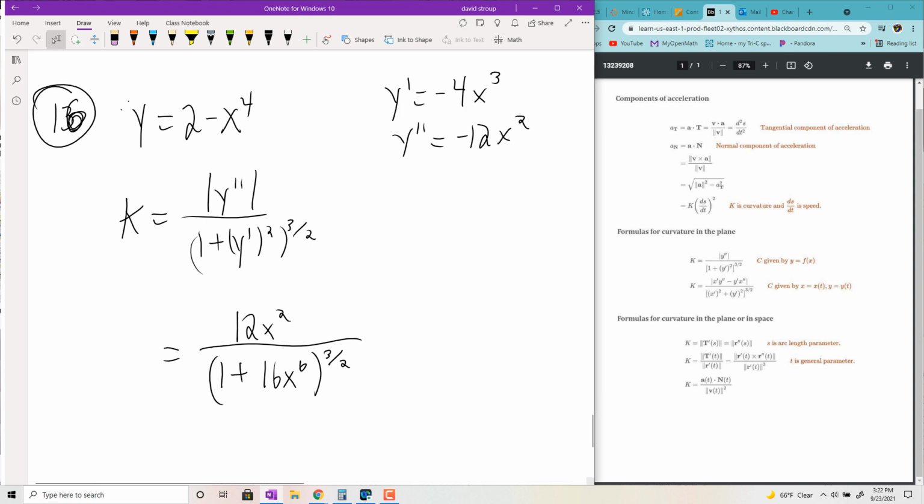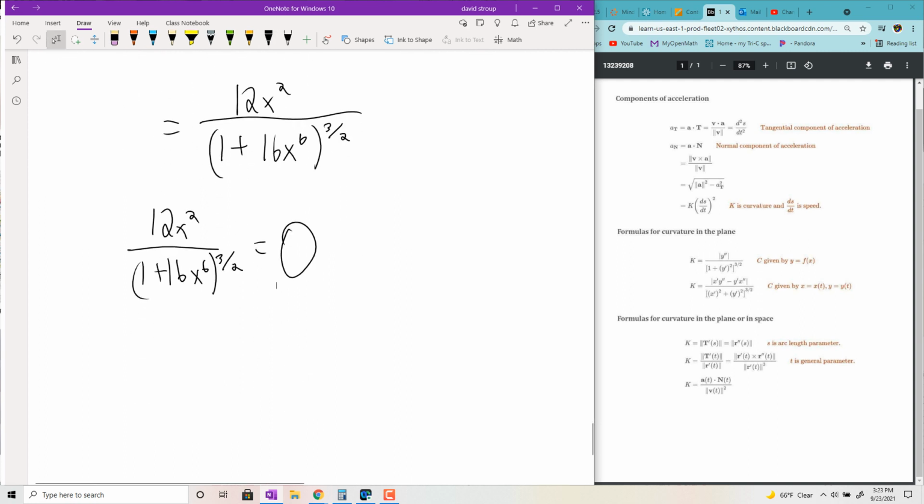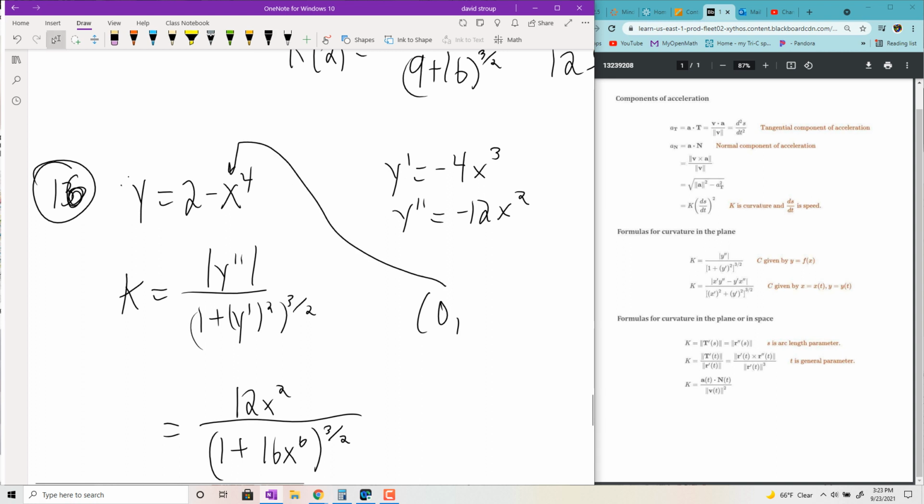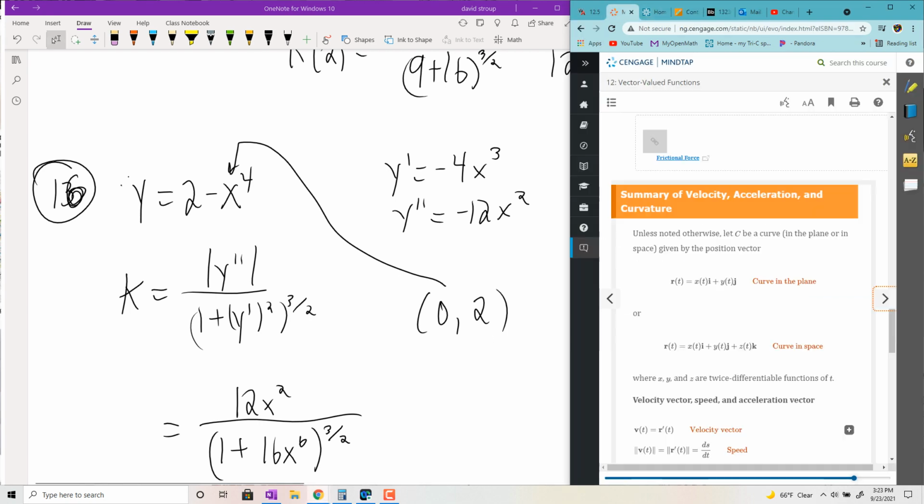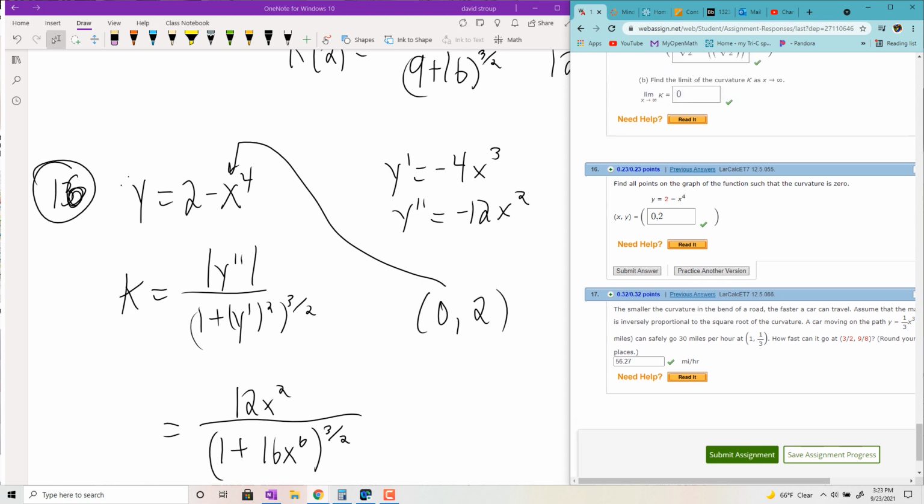They want to know the points where the curvature is 0. You just set this thing equal to 0. So you have 12x squared all over 1 plus 16x to the 6 to the 3 halves equals 0. That denominator isn't going to affect your answer, so you just multiply both sides by it, and you get 12x squared is 0. So it seems the only solution is x equals 0. So the point on the graph where the curvature is 0 is at 0, comma, and you plug 0 into here, and it gives you the y component. So y equals 2. So we can find it: 0, 2. We got some applications in there.